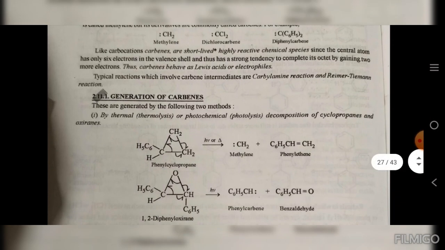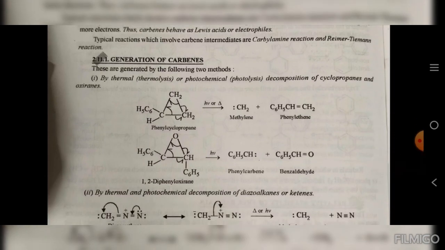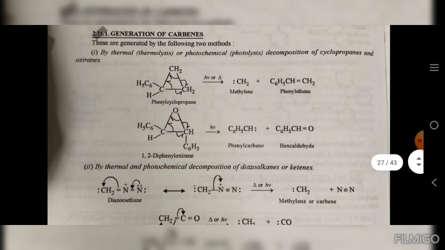Like carbocations, carbenes are short-lived, highly reactive chemical species since the central atom has only 6 electrons in the valence shell and thus has a strong tendency to complete its octet by gaining 2 more electrons. Thus, carbenes behave as Lewis acids or electrophiles. Typical reactions which involve carbene intermediates are the carbylamine reaction and the Reimer-Tiemann reaction.